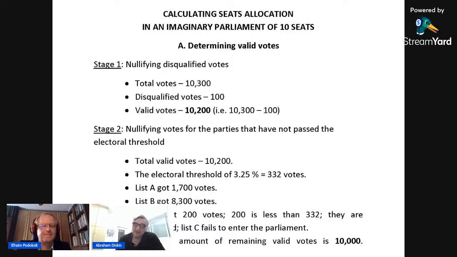Now, in this example, we have 10,000 votes given to parties that overcame the threshold. One party, list A, got 1,700 votes. Of course, it overcame the threshold easily. The other party got 8,300 votes. It also passed the threshold easily. So now the question is, who is going to get what?